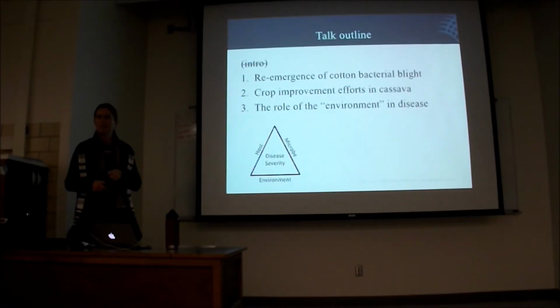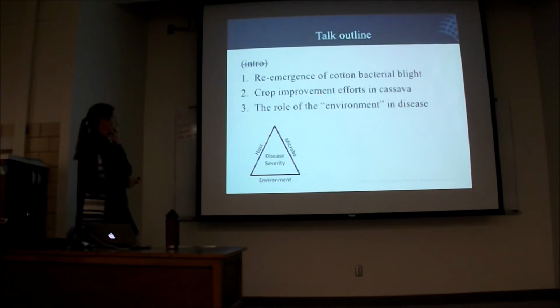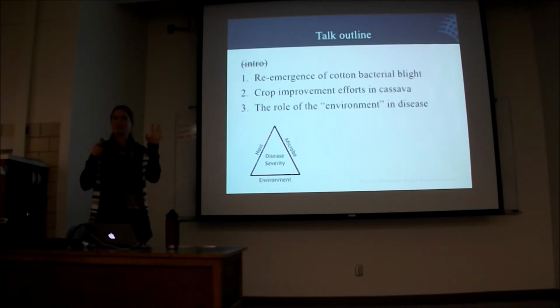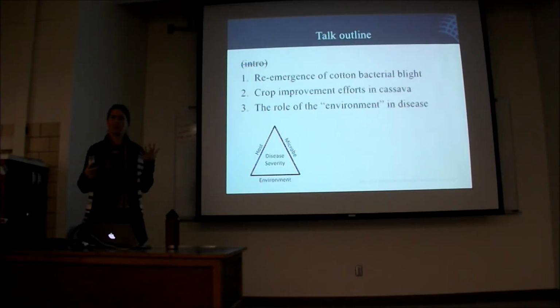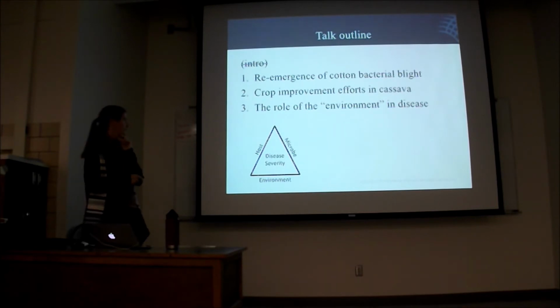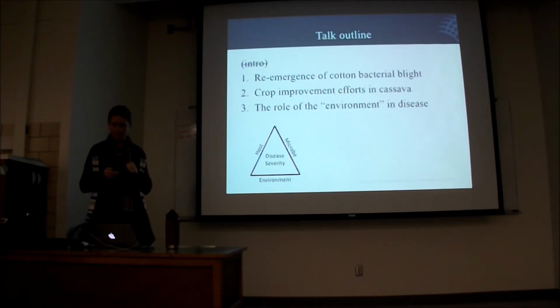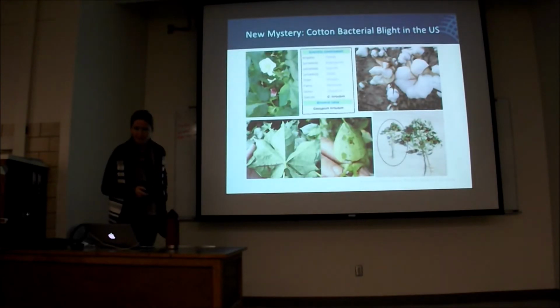So we're already done with the intro. The rest of my talk is going to be broken up into at least two and possibly three topics, if I have time. I tried to get a grab bag of stuff so that hopefully something will be interesting to everybody in the room. The first one is a classic plant pathology story of a re-emerging disease of cotton that my lab started working on. After that, I'm going to shift gears and talk about some of the crop improvement efforts that we're working on in cassava. And then finally, if I have time, I'll expand a little more on this idea of the environment's role in plant pathology.